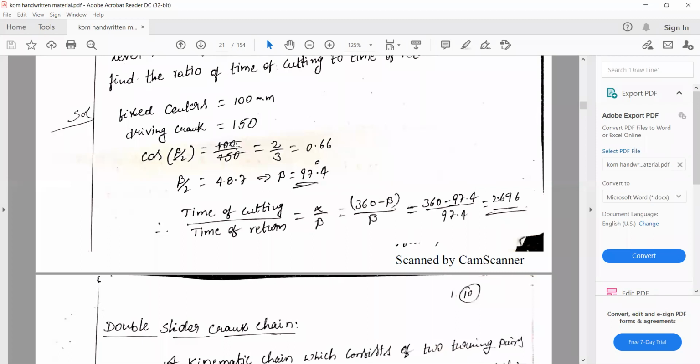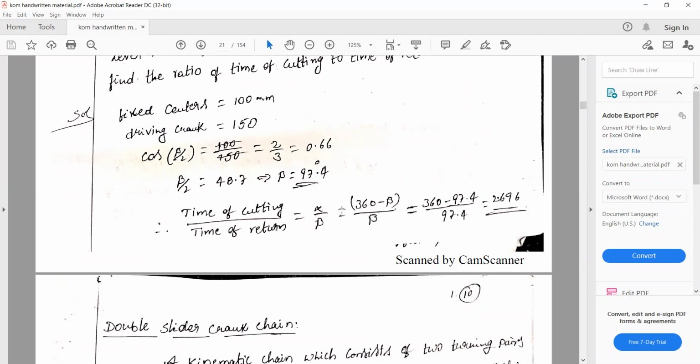So that is 100 by 150, which is 2 by 3, so 2 by 3 means 0.66. Now to find beta by 2, that is cos inverse 0.66, so 48.7 degrees. But we need the beta value, so beta is 97.4 degrees. When we know the beta value, we can simply find the ratio of the time of cutting stroke to the time of return stroke.